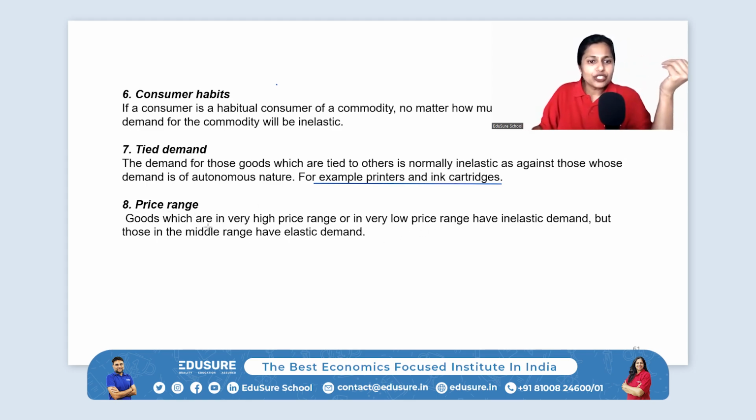Price range. Goods which are in a very high price range or a very low price range have inelastic demand, but in the middle range have elastic demand. What this means is, in the low price range, we don't spend that much substantially. In the very high price range, for example a Ferrari, it doesn't sell because of price, it sells because people want it. The more expensive it is, the more its demand. So very high and very low price ranges generally have inelastic demand, and the middle has more elastic demand.